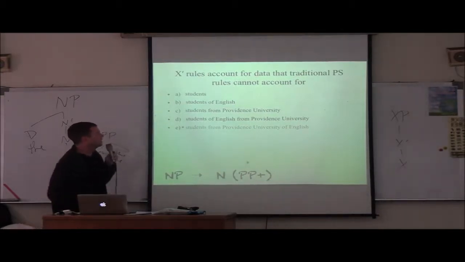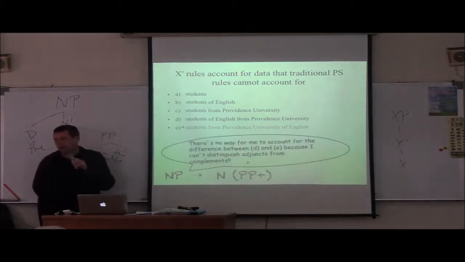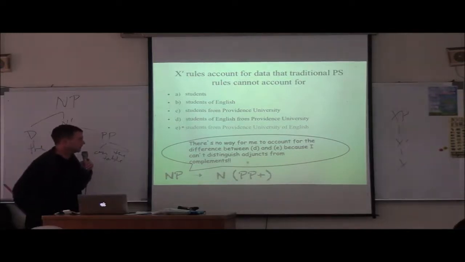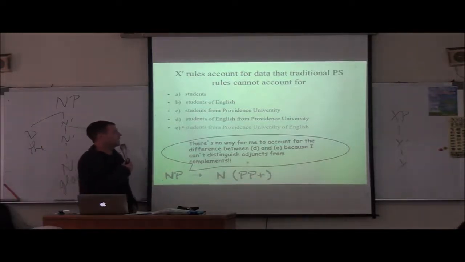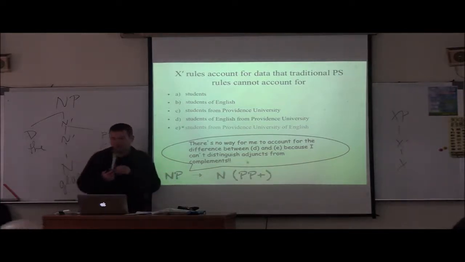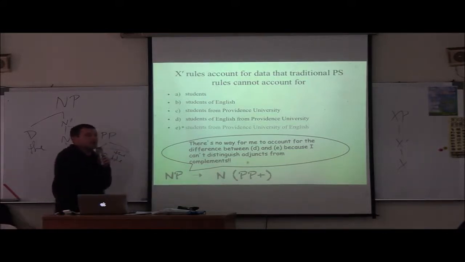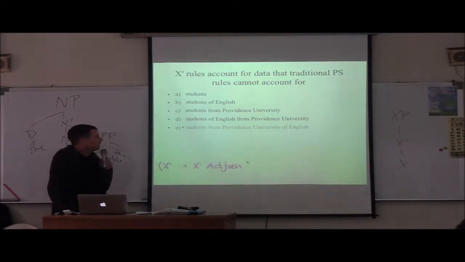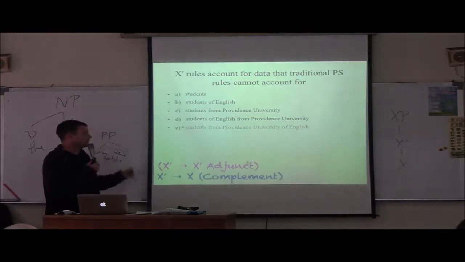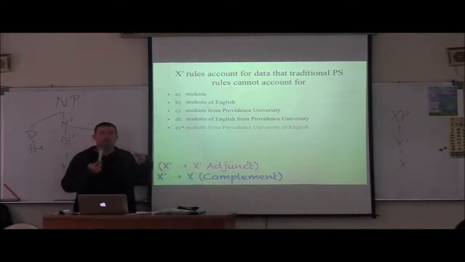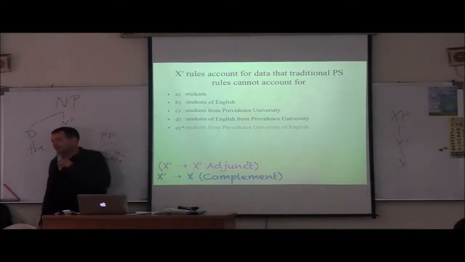Because of English and from Evidence University are both prepositional phrases. So, according to this phrase structure rule, there's no way for him to account for the difference between D and E, because this phrase structure rule doesn't say anything about adjuncts or complements. Adjuncts and complements are not a syntactic category, so this rule can't do anything. These two rules can do something, right? Exactly, because adjunct and complement are mentioned explicitly in the rule.